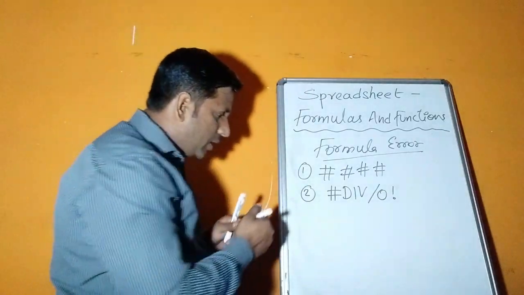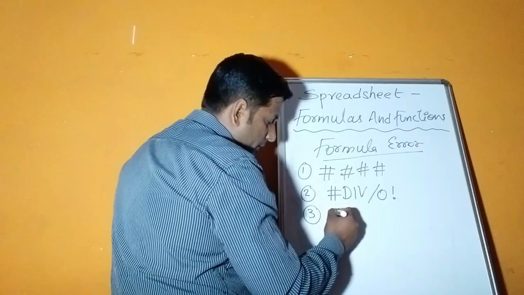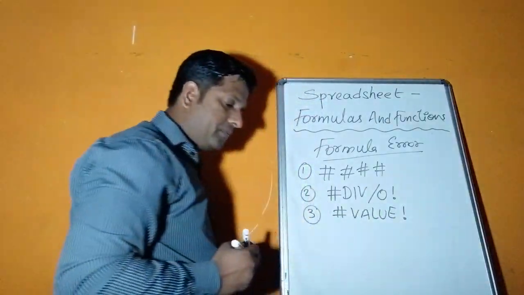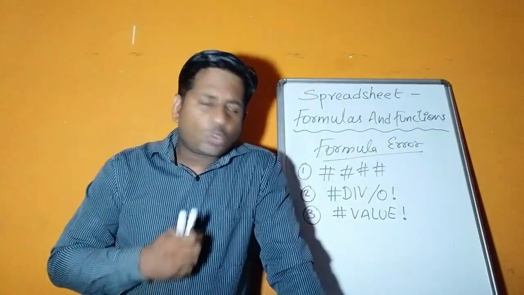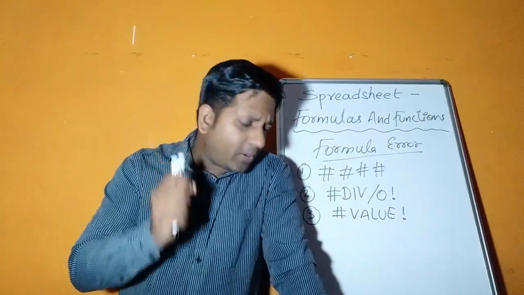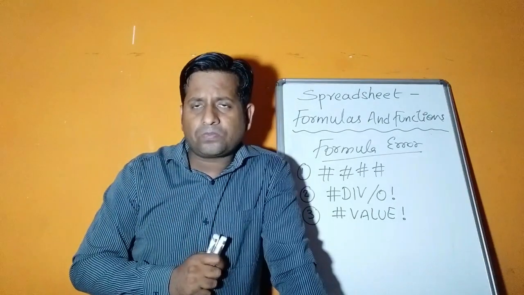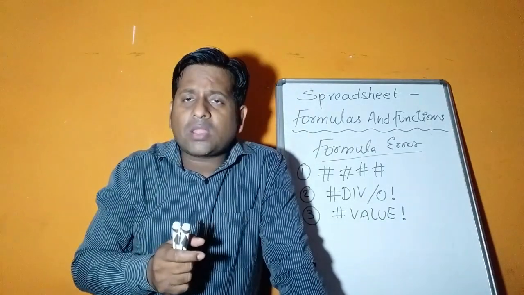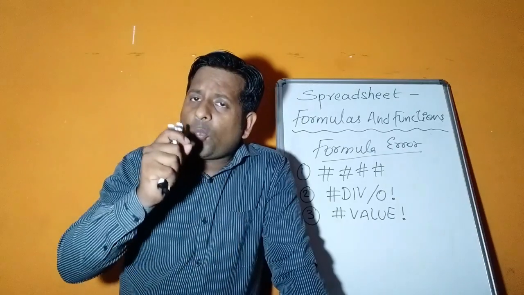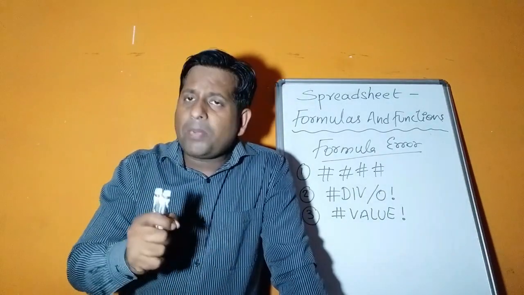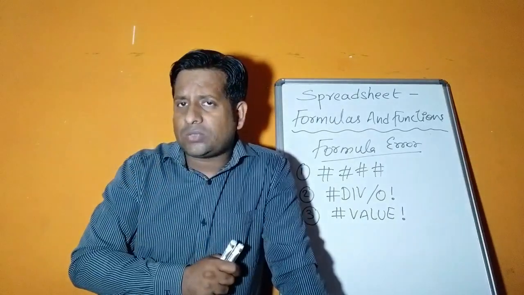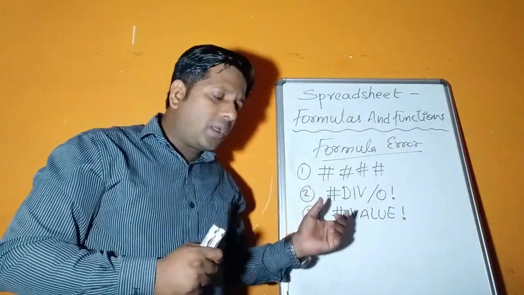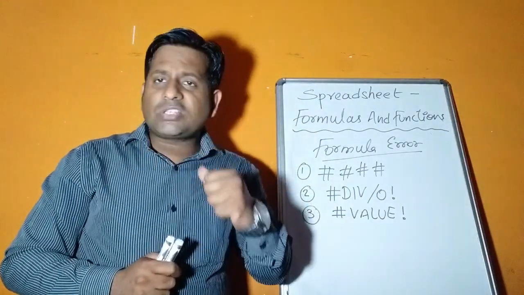Now let us move to point number 3: #VALUE!. This means the formula contains an invalid operation. That means you are trying to do something which is not valid, not recognized by the spreadsheet. The way of calculation is invalid. Maybe you have typed an operator which is not known to the spreadsheet. In such cases we get #VALUE!. This means the formula contains an invalid operator.